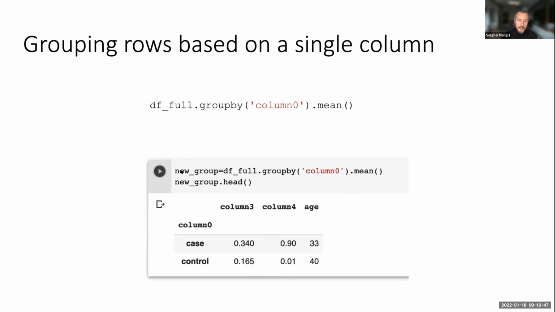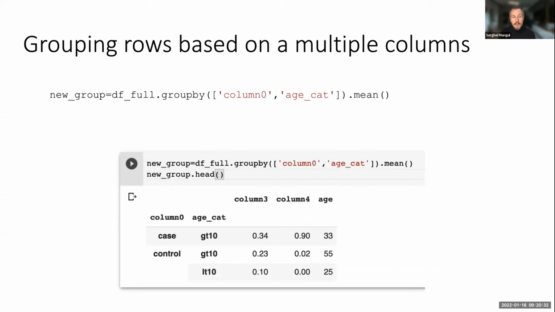So you say new group, new data frame equal to df full group by column 0 mean, and you just print it. So what you see now is that for every column which is numeric, you have grouped people and you have the mean. So actually the mean of column number 3, in this case for cases, is 0.3. And the mean for controls for column 3 is 0.165, right? And so on, right? So you have grouped your data into two parts, case and control, and you have means for every single observation you have. Okay, so sometimes it's quite useful.